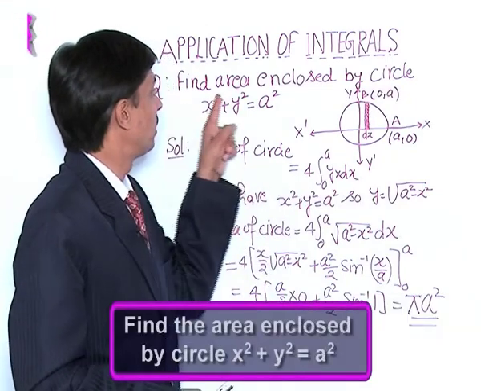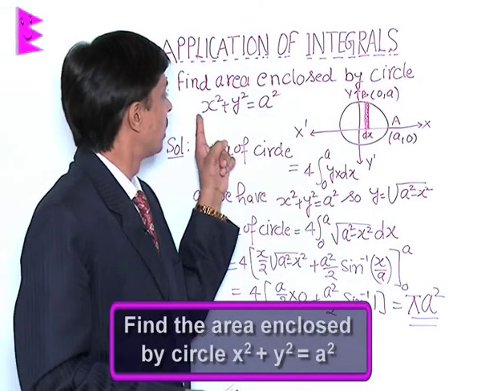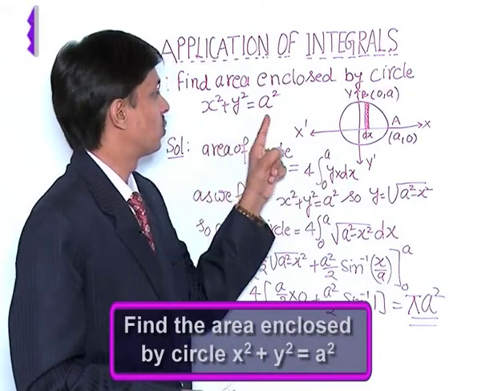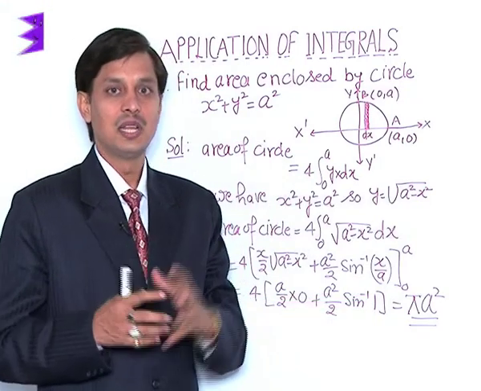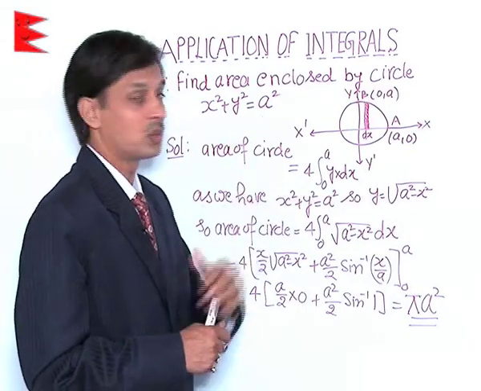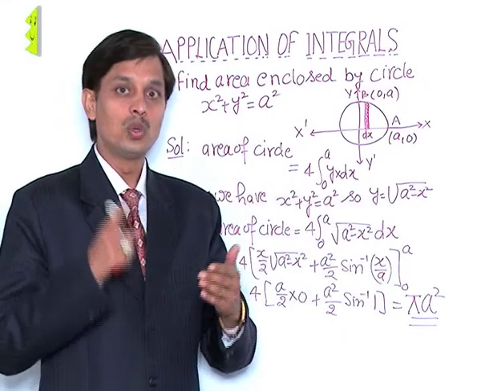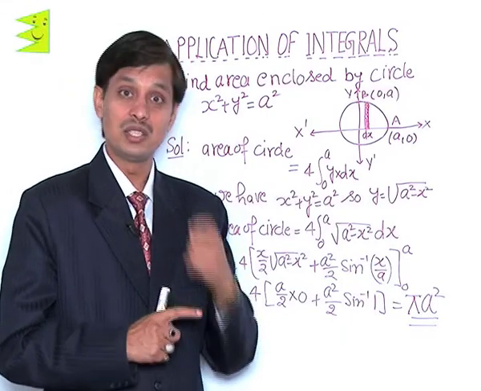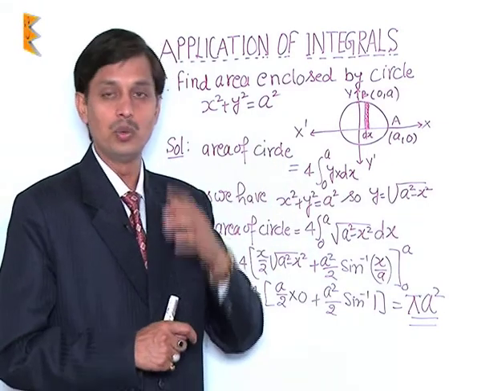Question is, find the area enclosed by the circle whose equation is x square plus y square is equal to a square. In class 11th, we have told you that if the equation is x square plus y square is equal to a square, then it is an equation of a circle whose center is at origin, that is (0, 0), and radius is of length a units.